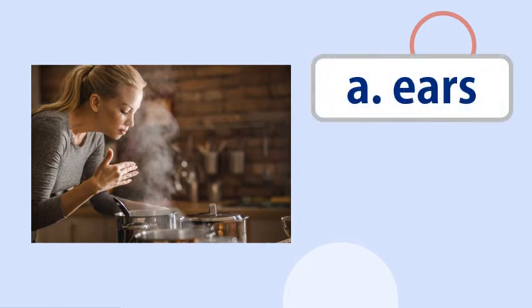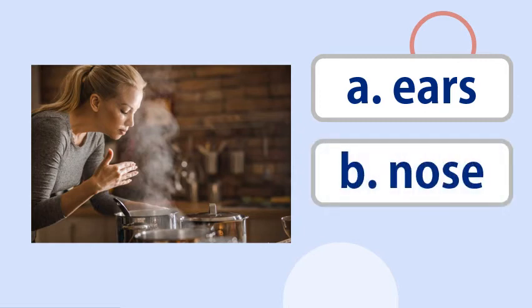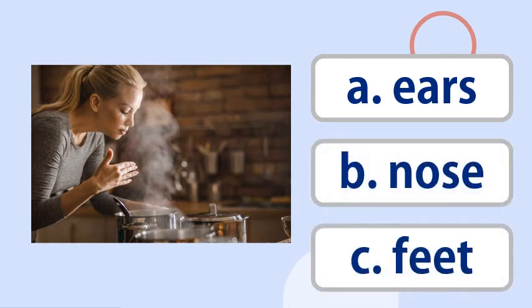Let's practice. Look at the picture and tell me what part of the body are we going to use. First picture. Is it A, ears, B, nose, or C, feet? What is used for smelling? You're right. It's letter B, nose. Nose is used for smelling.